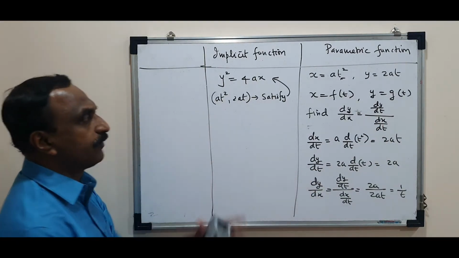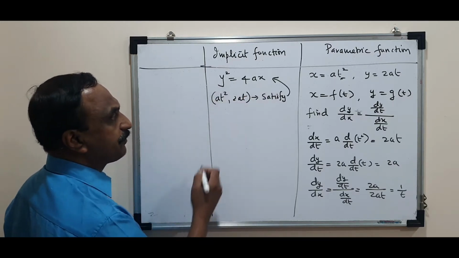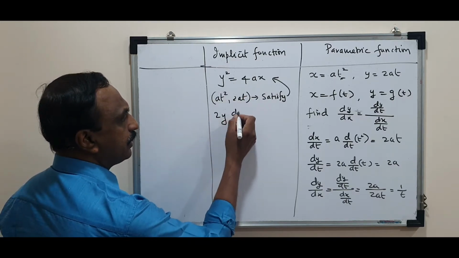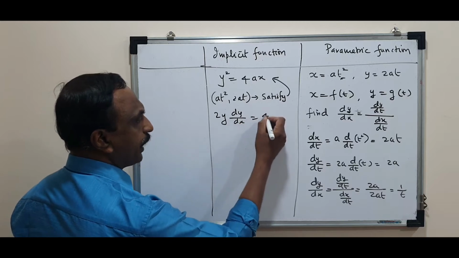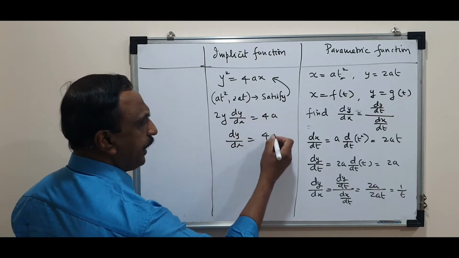Now let's compare both of them. Suppose I find the derivative of the implicit function. So 2y dy by dx equal to 4a. So dy by dx equal to 4a upon 2y.